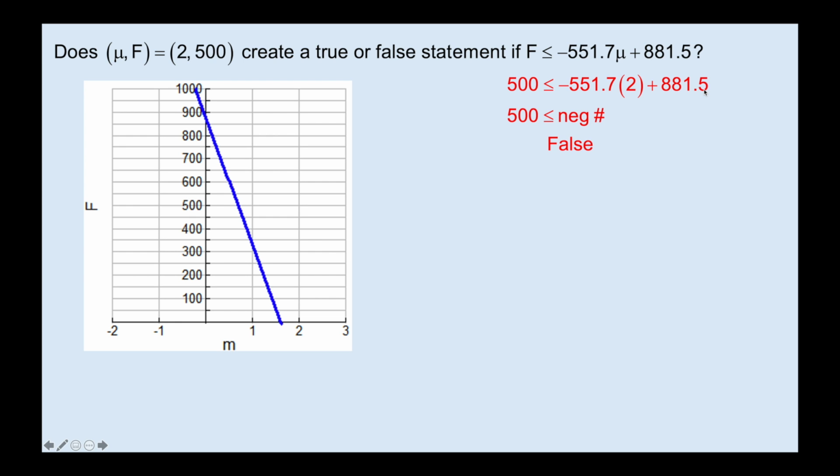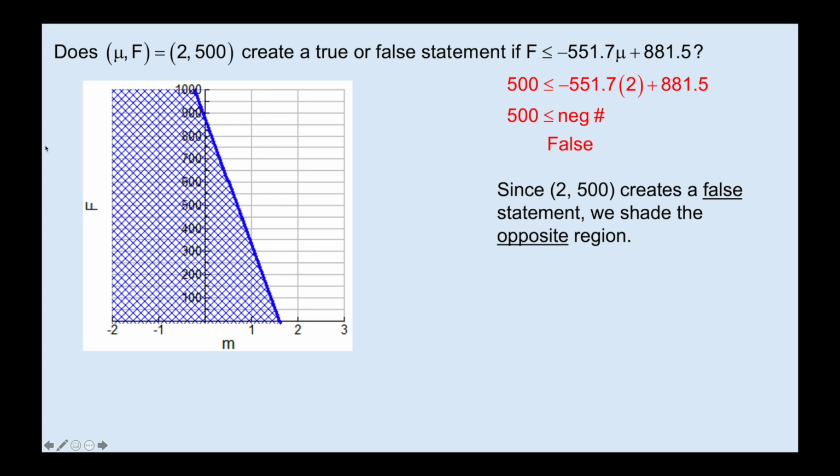Now we're not using a calculator here. So we know that this is going to be around negative 1100. And when we add that to 881.5, it is going to produce a negative number. So we don't need to know exactly what that negative number is to know that 500 is not going to be less than or equal to a negative number here. So therefore, (2, 500) is false. That means that the side that contains this point should not be the side that's shaded. And again, that's why we would want to shade this side of the line.